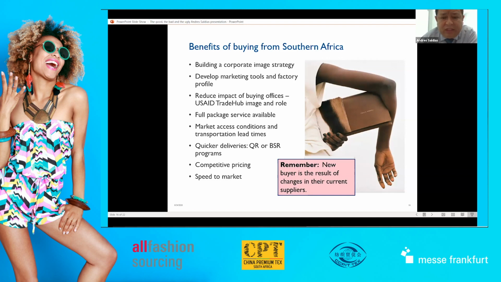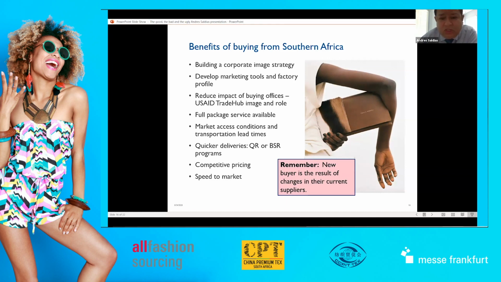They are scared of buying offices as a 10-15% extra cost. That happens a lot in Southeast Asia. Buying offices are taking 10 to 15% with 10 employees, so they don't want that in the middle. And our project, the Trade Hub, is doing this in order to create economic development and create labor positions. So that's a good pitch from our side, a good factor. A full package service available, that's something important.